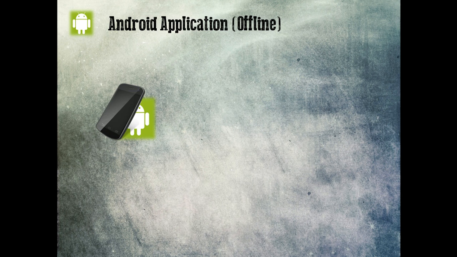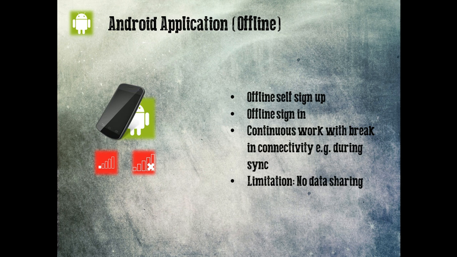Starting with the Android application. What happens when you're faced with your phone having limited connectivity or no connectivity whatsoever? These are some of the features that the Android application will provide. The first one is the offline self-signup. What this means is you do not need to have a connection to a server to create an account on the phone and start registering children.